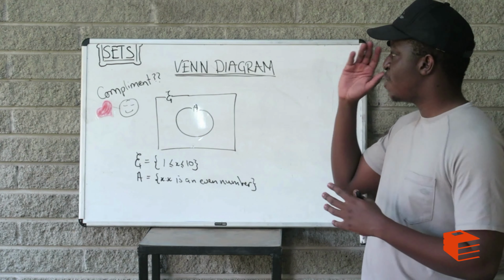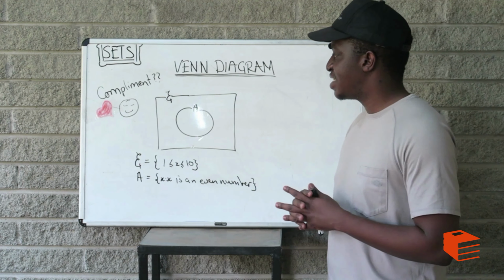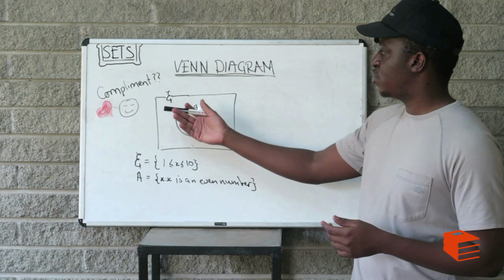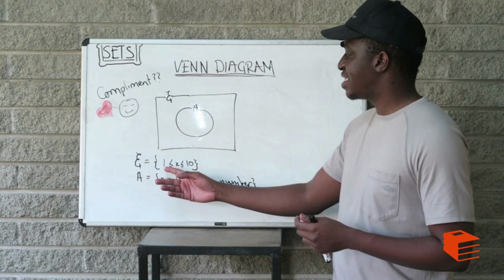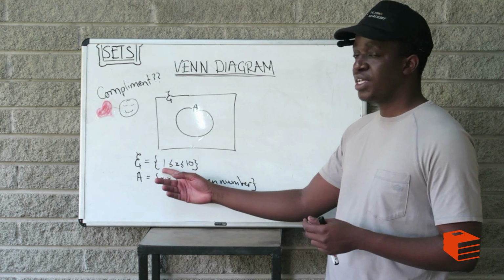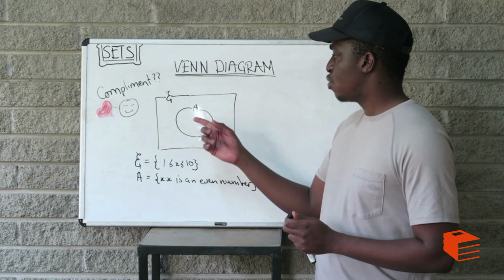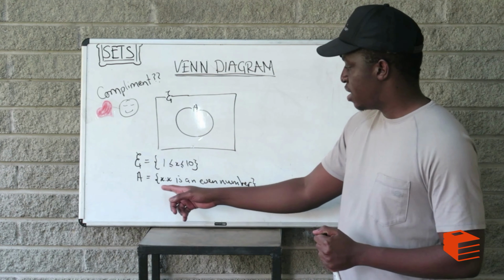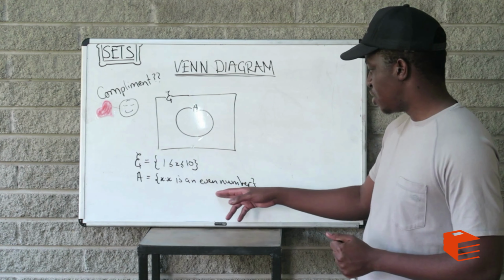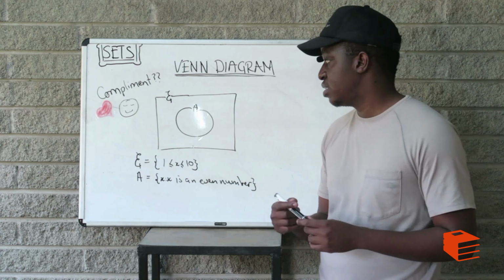Okay, right now we're going to learn about complement. What does complement mean when we are talking about sets? So here I have drawn a universal set, and the universal set is a set of numbers between and including 1 and 10. And within it, I drew a subset, which is A, which entails a set of group of numbers that are even numbers, right?